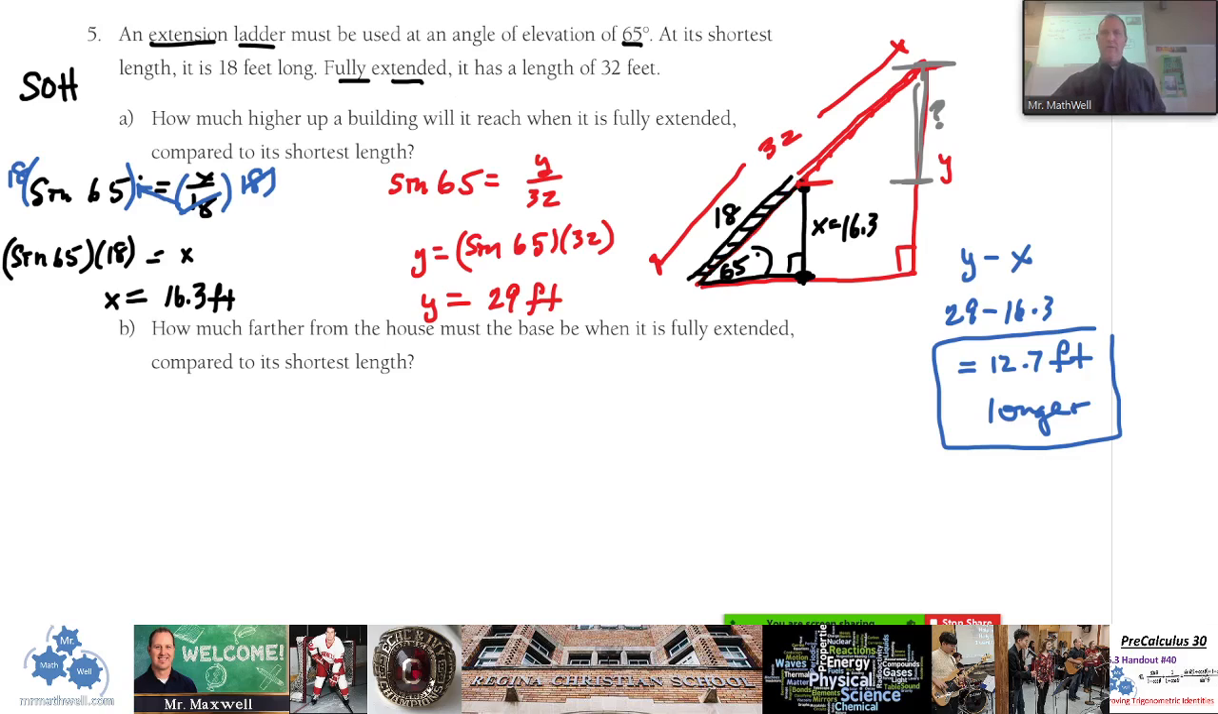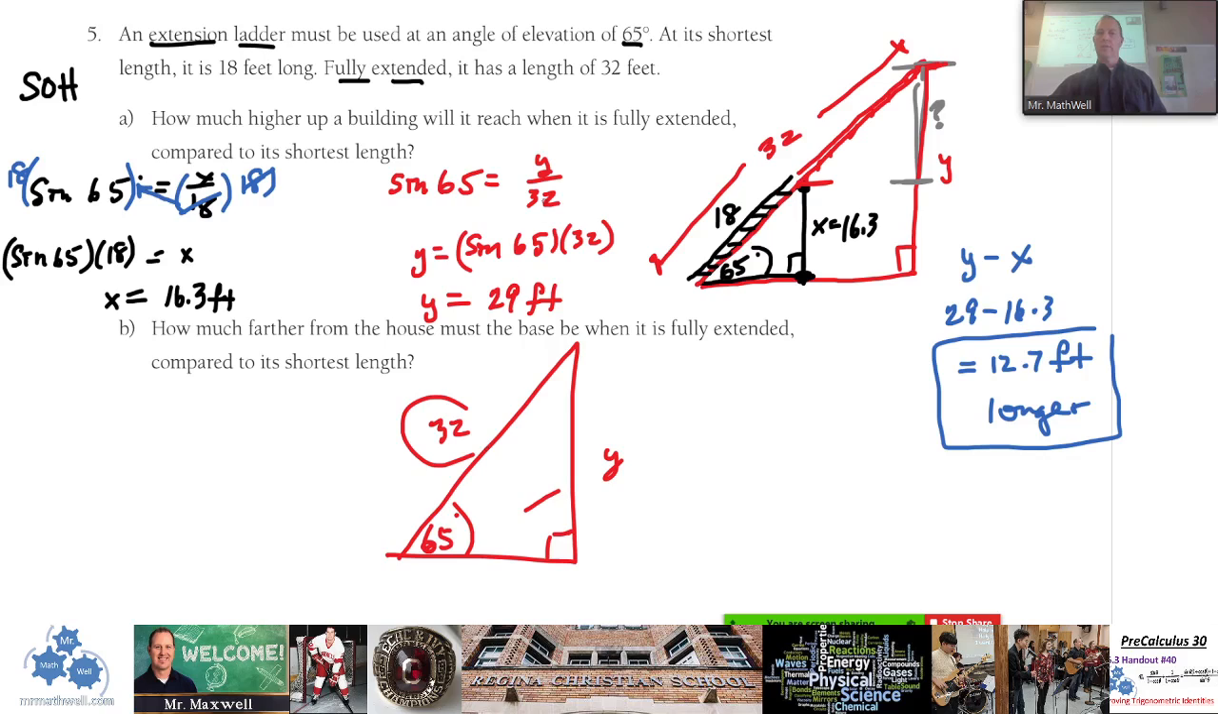Now we can look at the larger triangle, which I'll write down here again. The larger triangle is 65 here. It's a right triangle there. We need to solve for y, and this is 32. So that is sine of 65 equals opposite, y, divided by hypotenuse, 32. Multiply both sides by 32. That'll get you your y all by itself. Okay? Y is 29.